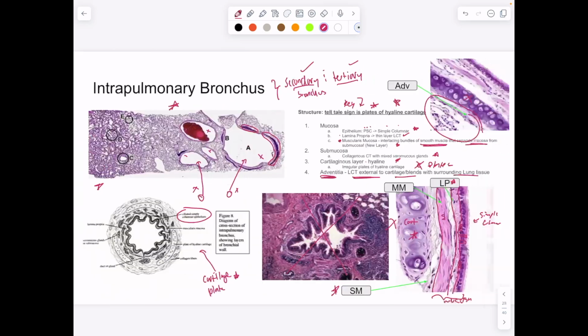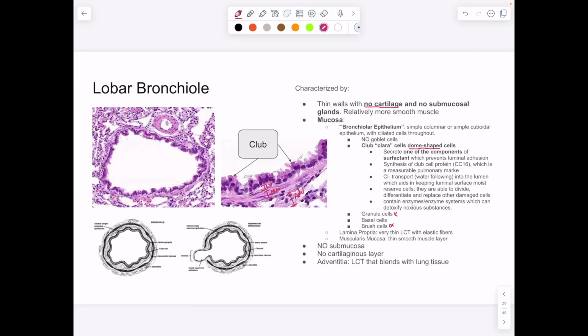All right, so after we go through our bronchus, after the tertiary bronchus, you get to our first bronchiole, our lobar bronchioles, and they're not going to have cartilage. So this one right here is probably a lobar bronchiole. There's no cartilage around it. Thin walls, no cartilage, no submucosal glands, and it will have some smooth muscle around it, which you can see right here. This is going to be bronchiolar epithelium. So again, we've moved on from respiratory epithelium. We now have simple epithelium, right? Not pseudostratified.